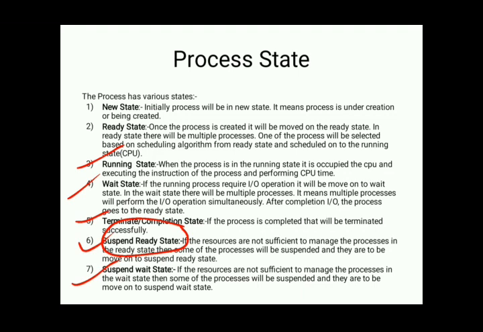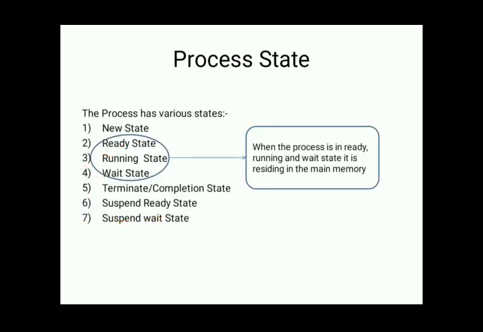The same is the case with the suspend wait state, where there is no space available in the wait state, and the process has to wait for some time in the suspend wait state. When there is space available in the wait state, that process is moved from the suspend wait state to the wait state. So these processes are 7, the states are 7.